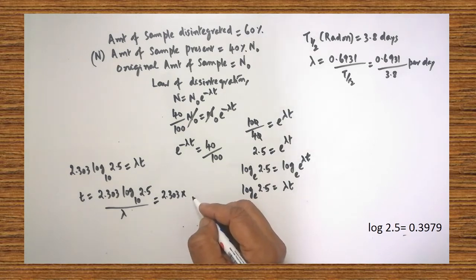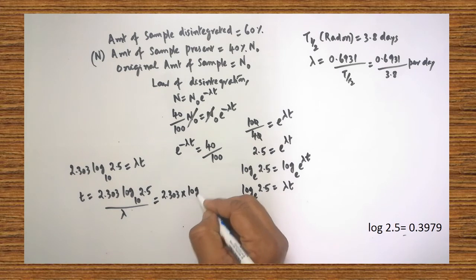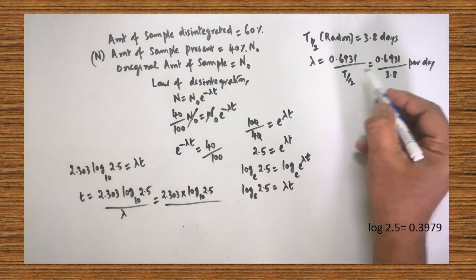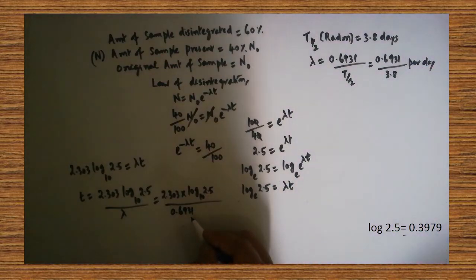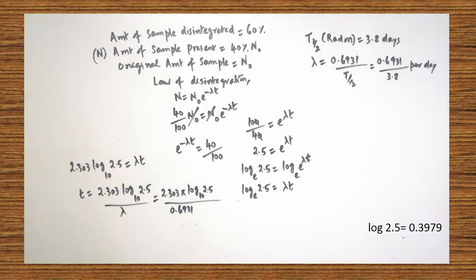The log of 2.5 value must be known. Its value is to be found out from the log book. Then log of 2.5 must be written whole divided by lambda, and the lambda value is substituted here, 0.6931 divided by 3.8. This value must be reciprocated.